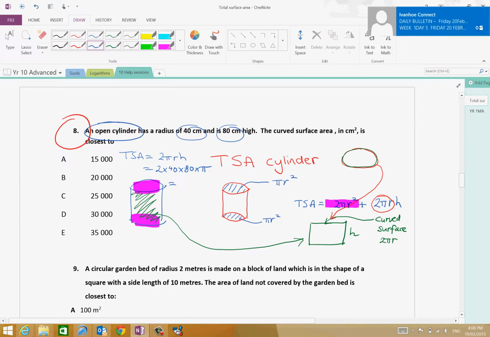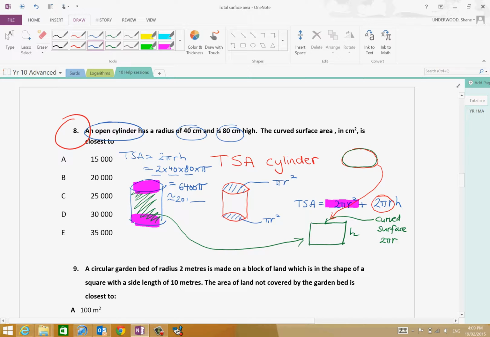And what I was saying to you girls is that if I multiply that in my calculator, that gives me 6400 pi. Don't go doing any rounding yet. Now 6400 pi in your calculator was approximately 20,100 and something. I'm not going to go ahead and do it, but the answer to that one was closest to 20,000.